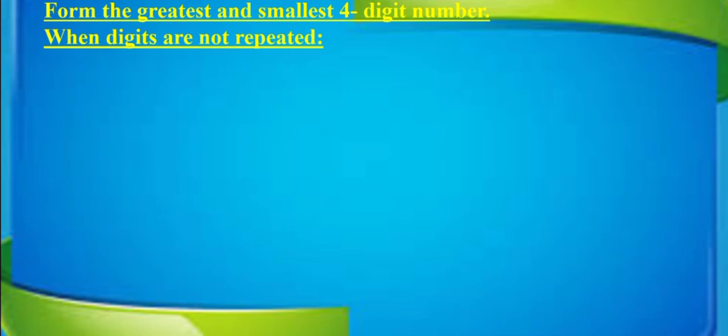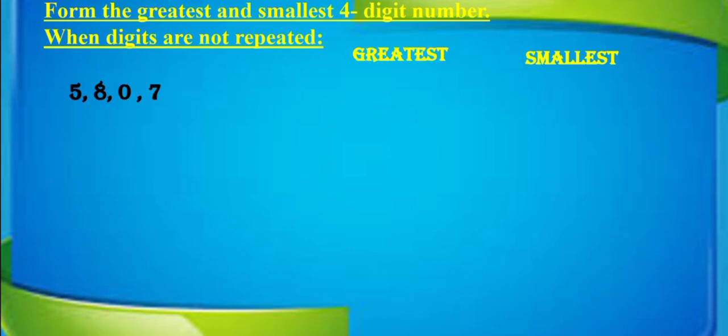We are not going to repeat the digit, but how is this case different from the previous case? Here 0 is one among the digits. See this example, 5807. So 0 is one among the digits.